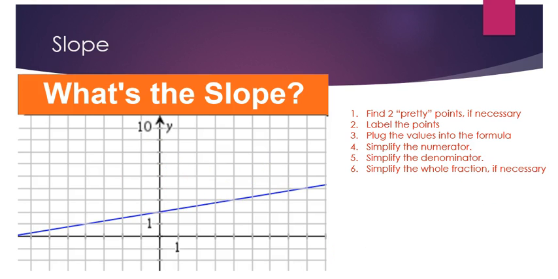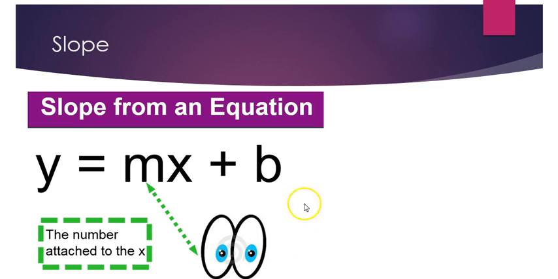All right, and when you see an equation, you can identify the slope because it is the number attached to x. Okay, so in this particular equation, the m represents the slope. It is the coefficient of x. It is not x. It is only going to be a coefficient.